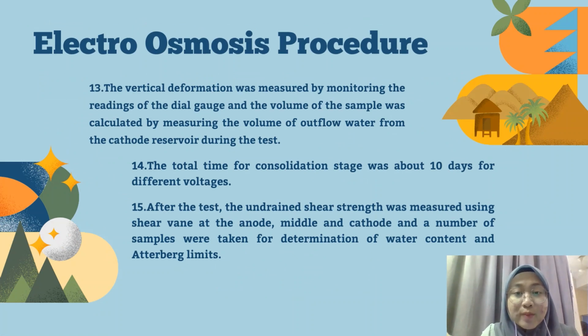The vertical deformation was measured by monitoring the reading of the dial gauge, and the volume of the sample was calculated by measuring the volume of outflow water from the cathode reservoir during the test. The total time for the consolidation stage was about 10 days for different voltages. Lastly, after the test, the undrained shear strength was measured using the shear vane at the anode, middle and cathode, and a number of samples were taken for determination of water content and Atterberg limits. Thank you.